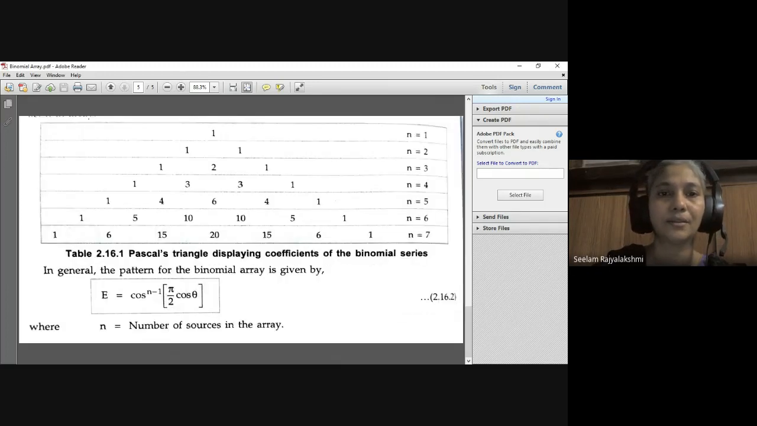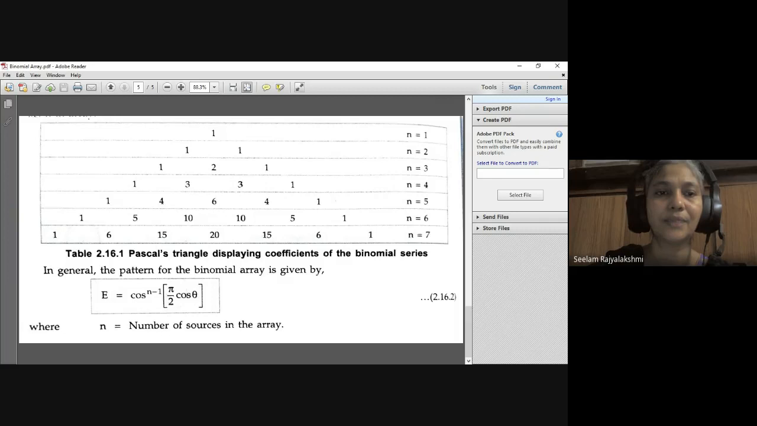So now let us see. We can arrange these using Pascal's triangle, displaying portions of the binomial series. When n equals 1, n equals 2 elements, n equals 3 elements, up to n equals 7 elements. Here we can observe 1. For n equals 2, we have 2 elements. For n equals 3, we are arranging 1, 2, 1. For n equals 4, 1, 3, 3, 1. For n equals 5, 1, 4, 6, 4, 1. For n equals 6, 1, 5, 10, 10, 5, 1. For n equals 7, 1, 6, 15, 20, 15, 6, 1.